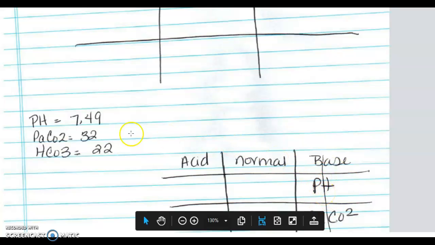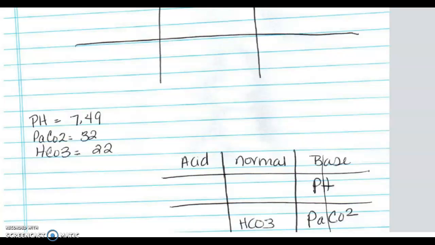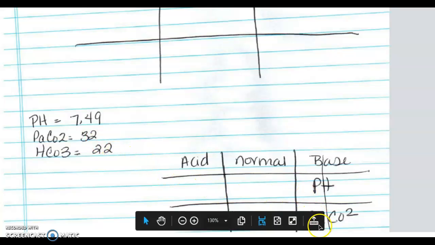Okay? Now we're going to look at our PaCO2. Our PaCO2 is 32. That is low. Our normal is 35 to 45, so we know that is low. And if the PaCO2 is low, that means you're looking at a base. So we're going to put PaCO2. Now let's look at our HCO3. Our HCO3 is normal. So we would go over and write HCO3 in the normal column, but we've already completed our tic-tac-toe.